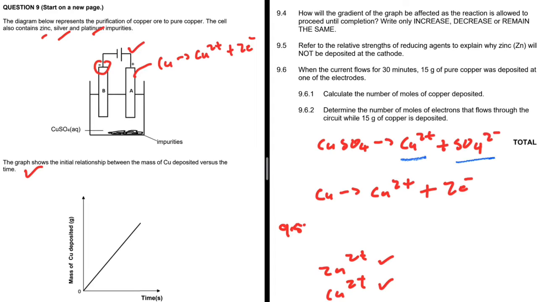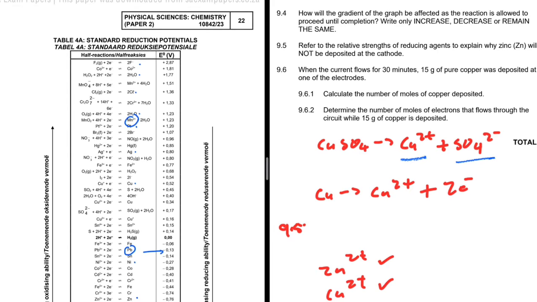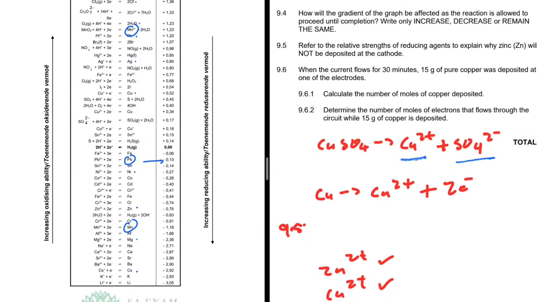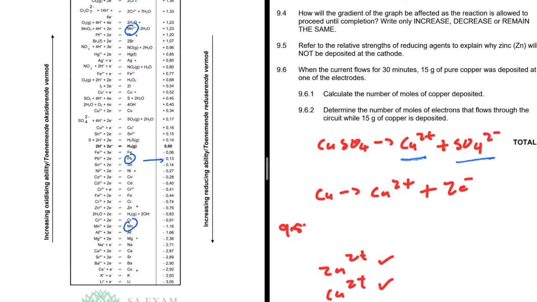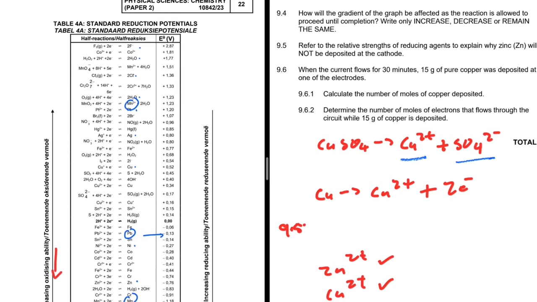Let's go to our table so that it can be easy to see. All right, so our table, standard reduction potential. Let's use 4A. It doesn't really matter which table we use, by the way. So take a look: increasing oxidizing ability as we go down. So let's look for zinc and copper 2 plus.